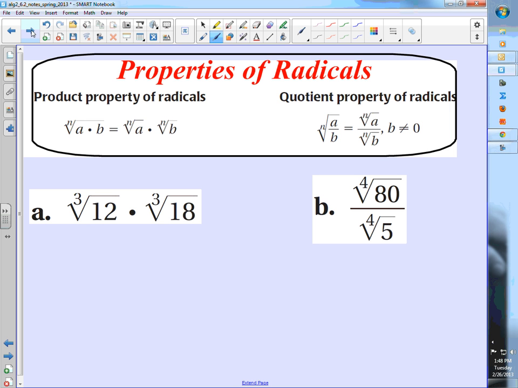You can take the radicands that are separate and put them together under 1, or if you're under 1, you can separate them into 2. This property goes in both directions. The product property works both ways, as does the quotient property. So the product property and the quotient property for radicals work just like the quotient property and the product property for exponents. It does a lot of the same stuff.